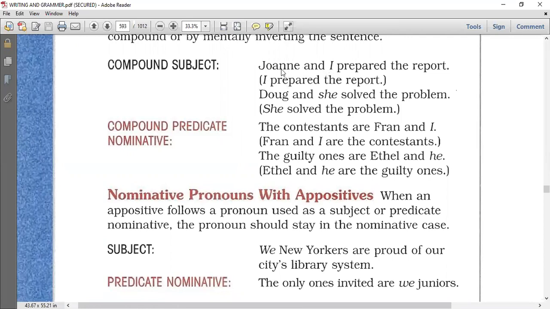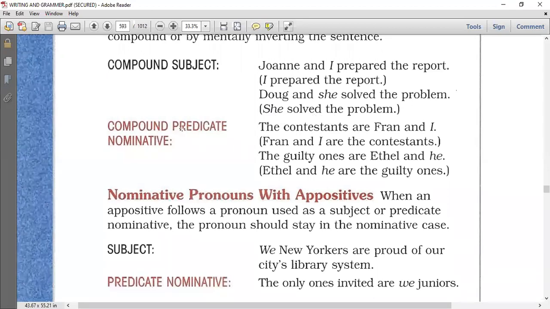Because sometimes we say my brother and me, Kiara and me. No, it should be and I. Okay? If you are confused, again, delete the other subject of the compound subject and it will be clear. Dog and she solved the problem. If you are confused, you would say dog and her, or dog and she. Delete the other subject and write the sentence. Can we say her solved the problem? No, it should be she solved the problem.